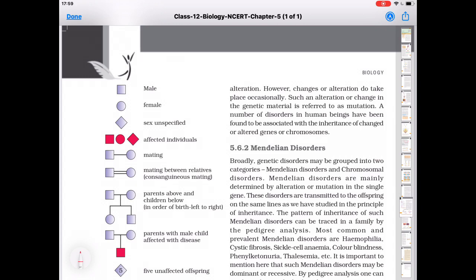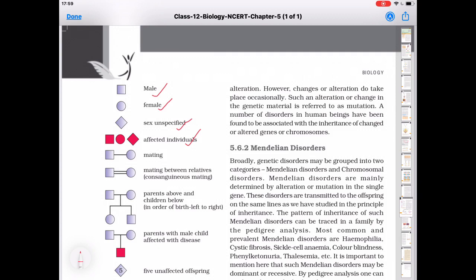Male is represented by a square, female is represented by a circle. The diamond shows that sex is unspecified, whether it is male or female, not clear. If it is colored red, that means that individual is an affected individual.